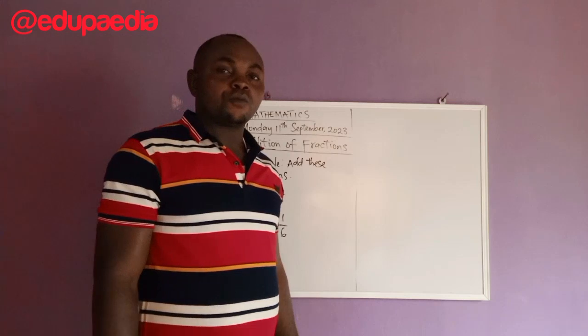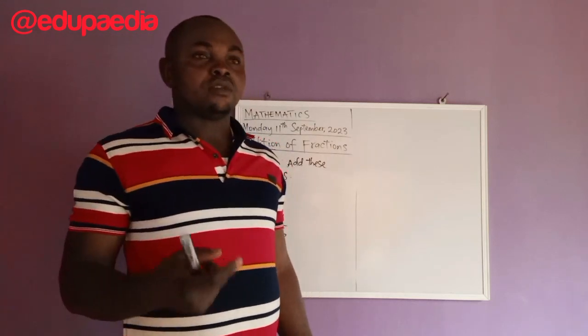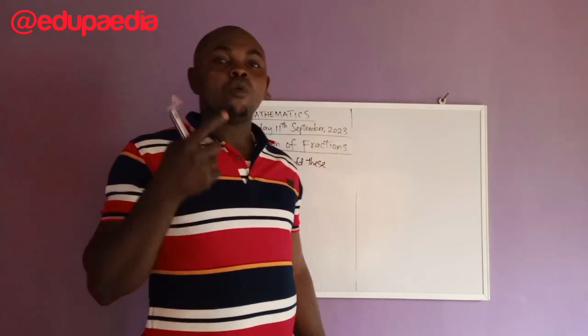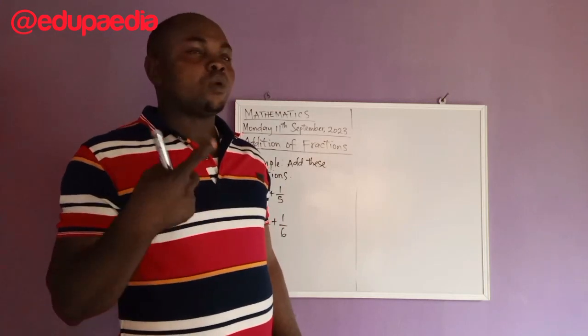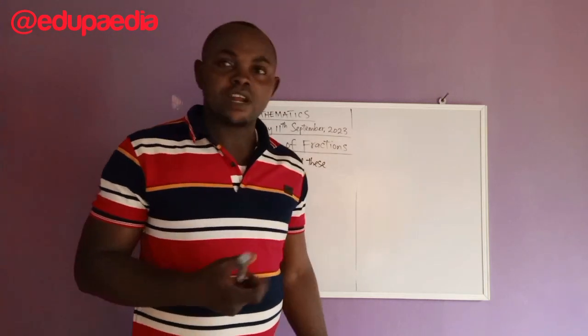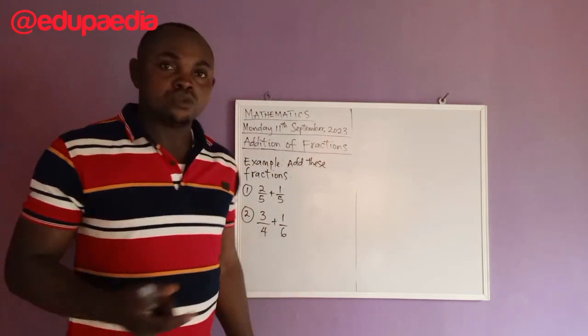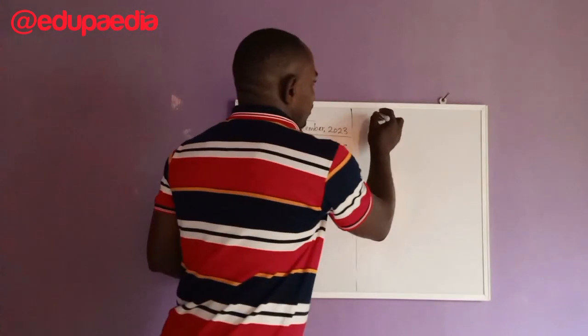First of all, understand that before we add two or more fractions, those fractions must have the same denominators. But what happens when the fractions do not have the same denominators? We are going to look at it in these two examples. All right, now follow me. Solution.